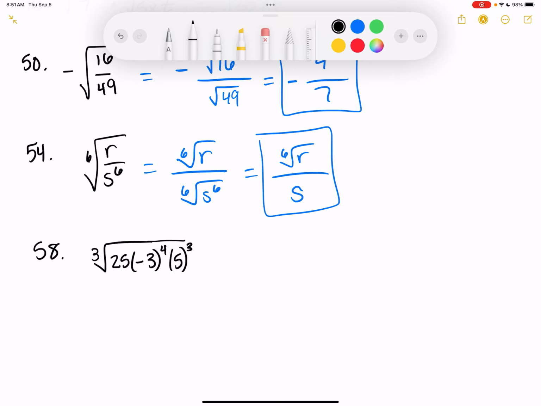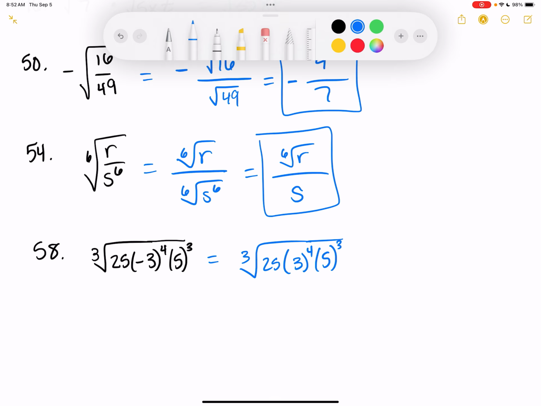Stays negative. No. It turns positive. So really the only thing that I need to worry about, I'm not going to rewrite this as whatever that value is, but I am going to rewrite this as the cube root of 25 times 3 to the fourth, and then having my 5 cubed, because I don't want to get confused about this negative situation and accidentally make my answer negative when it's really not.